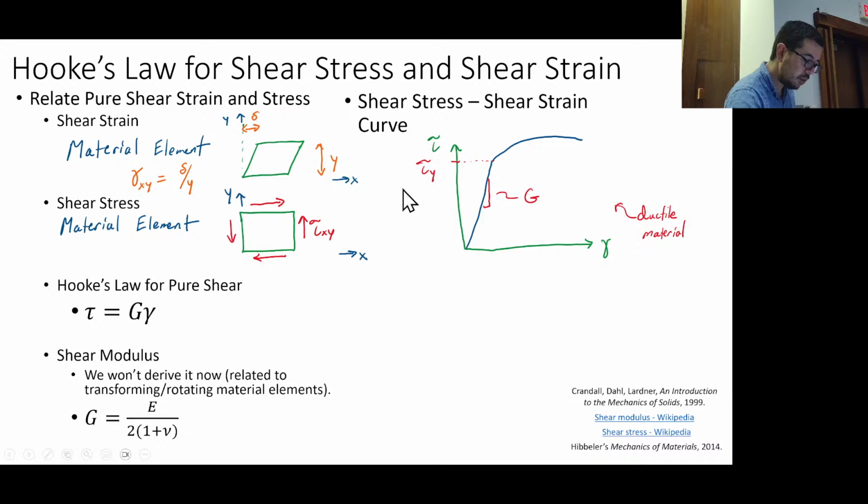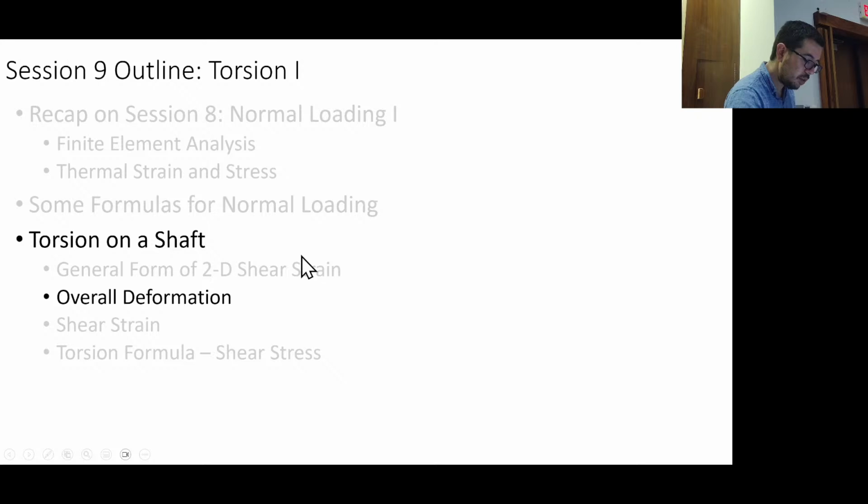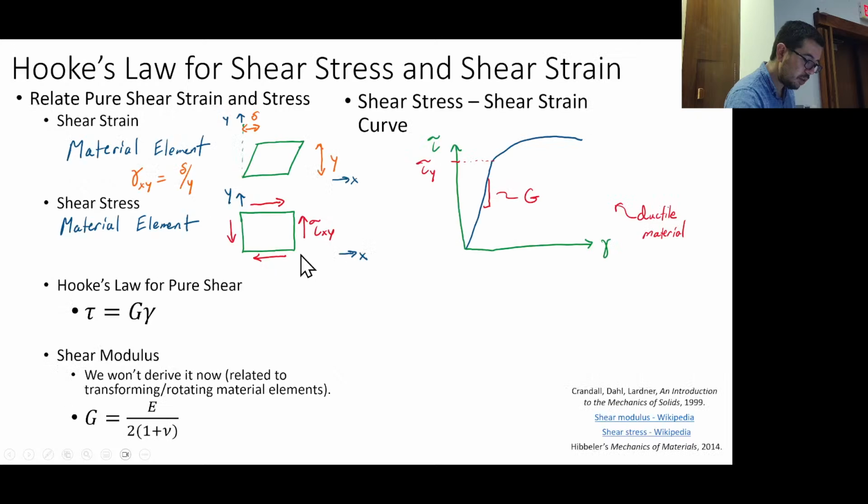Now, remember that we have our relationships for normal stress and normal strain. Okay, and that's just sigma equals E epsilon, right? So we're now talking about something analogous. So this is analogous.